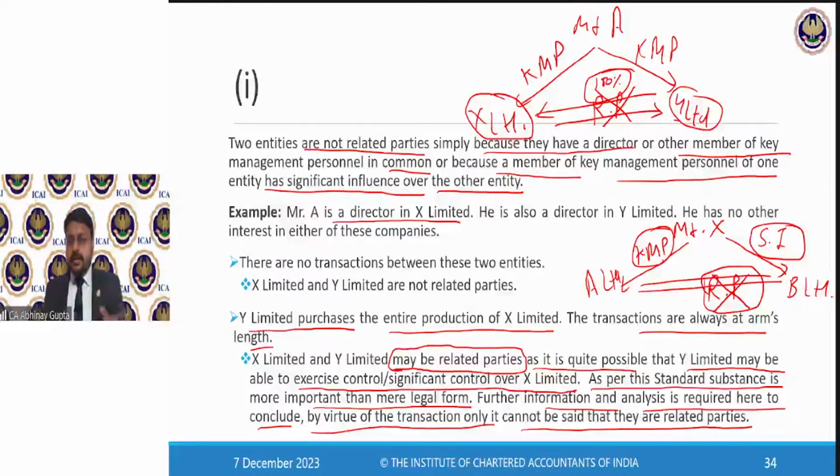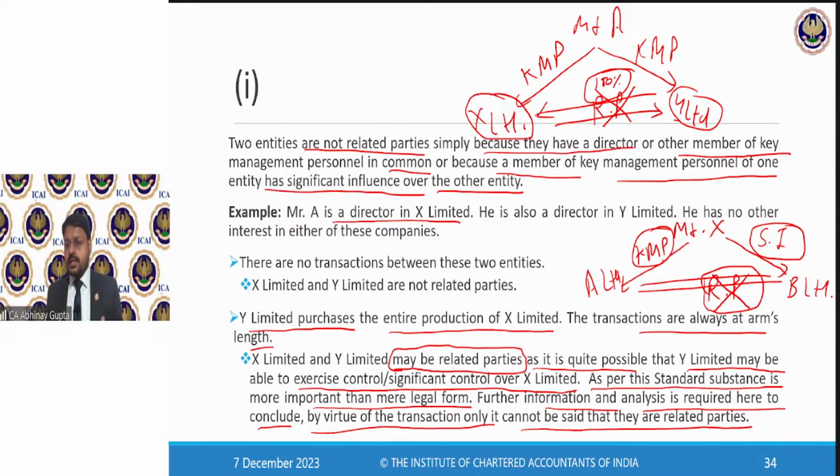So the standard here does not say that these will be related parties by virtue of these significant, voluminous transactions between the two entities, but the standard says we need to give more weight to the substance rather than the form. Even if the form says that Y Limited has no shareholding in X Limited, or no control or joint control in X Limited, and it only has a common KMP or common director, Mr. A, who is a KMP for both the companies.